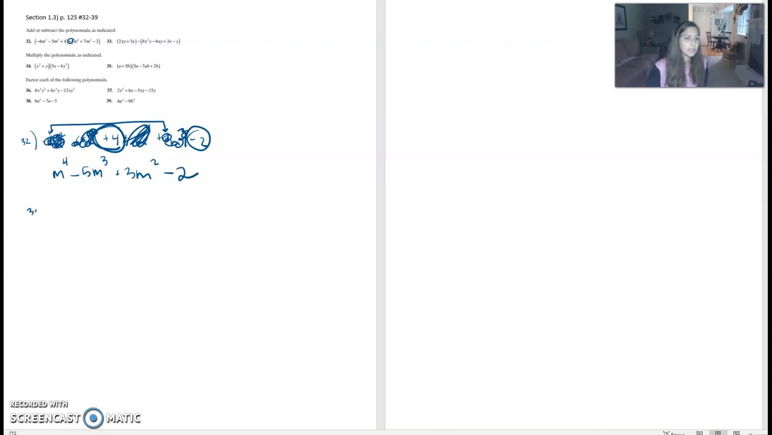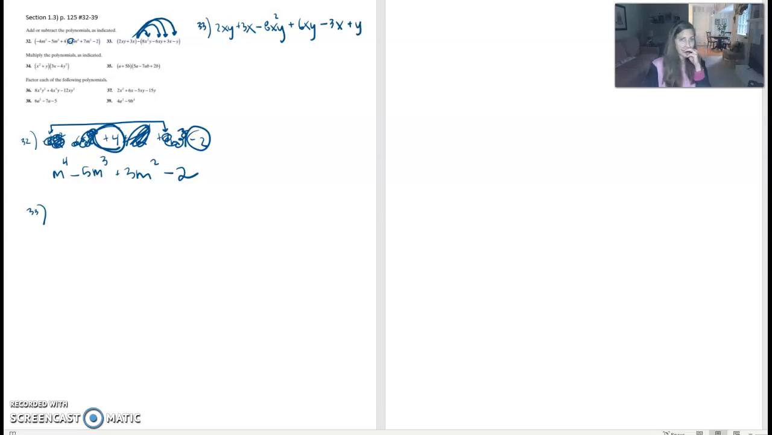Moving right along, number 33. The only difference here is that this negative needs to be distributed across everything in the parentheses. So each of these little terms is going to get a negative distributed to them. What that's going to do is change all the signs. I think I'll do this one up here. We have 2xy plus 3x, and here I go distributing. This is going to be negative x squared y. This is going to become a positive 6xy. This is going to become a negative 3x, and then a negative times a negative is a positive y.